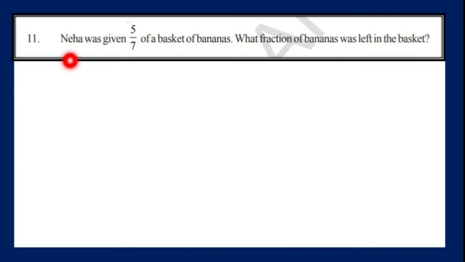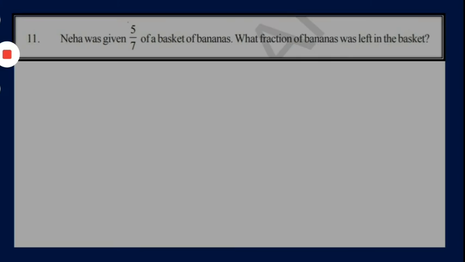See here, Neha was given 5 by 7 of a basket of bananas. What fraction of bananas was left in the basket? Observe that in the basket there are some bananas. From the bananas, 5 by 7 part is given. 5 by 7 of a basket is given.